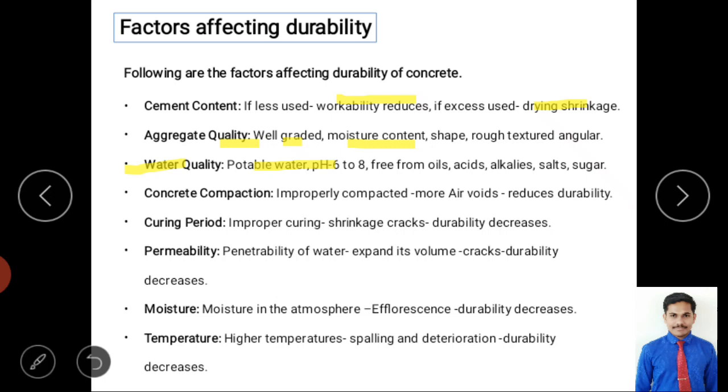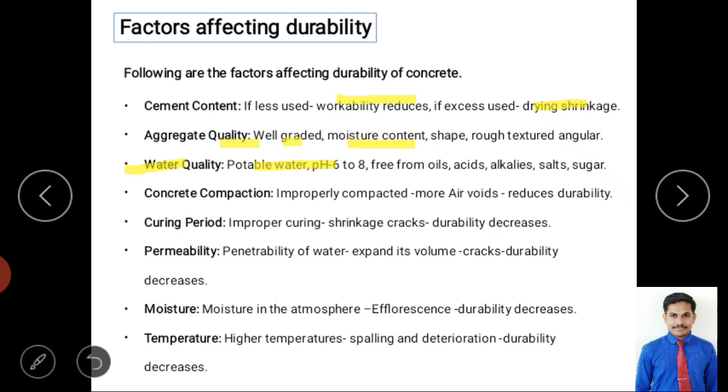If you go to some of the rivers, due to discharging of waste from some industries, they are getting oil content in that water, acid contents, alkalinity, salt content, and sugar content. For example, sugarcane industries are discharging the water into the rivers, right? So if those contents are there in water, then it affects the concrete and reduces the durability of concrete, right? So even water quality is very important, and here they are mentioning potable water is good, and if it is non-potable, then it reduces the durability. It affects the durability.